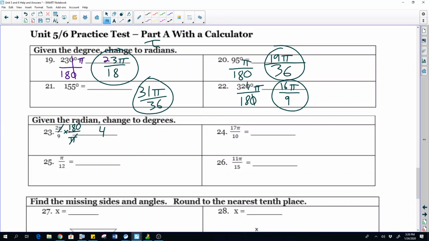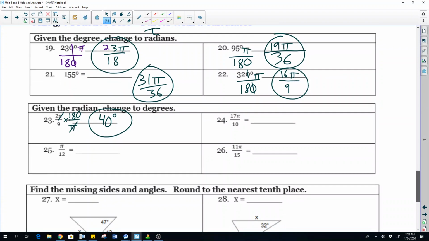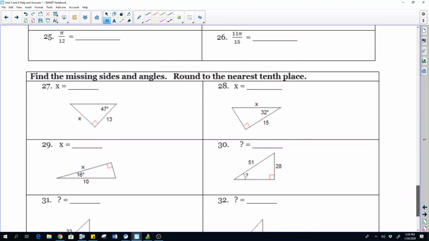Awesome. Okay, we'll do one more video just to finish this off with radians to degrees. So keep watching. We're going to finish those off and then finish off with our SOHCAHTOA here at the end.